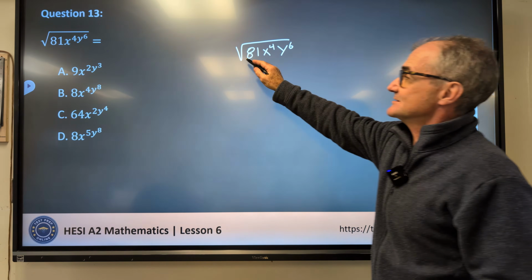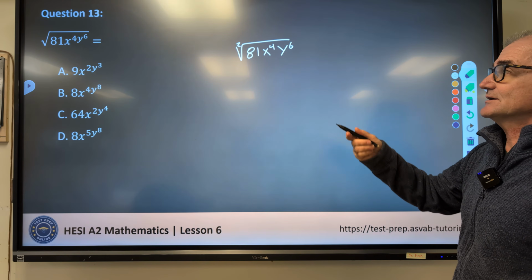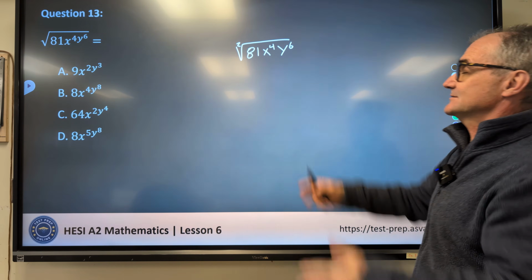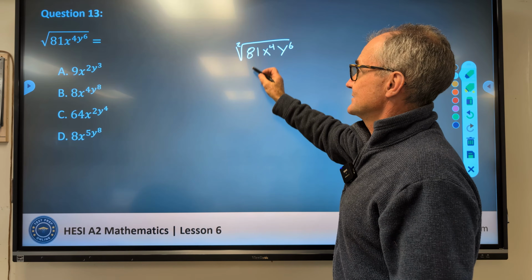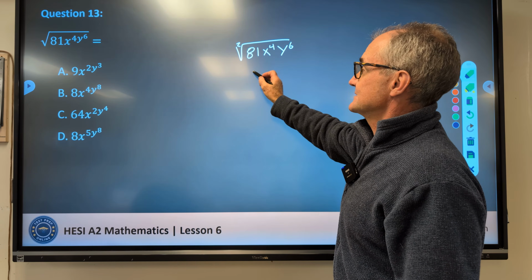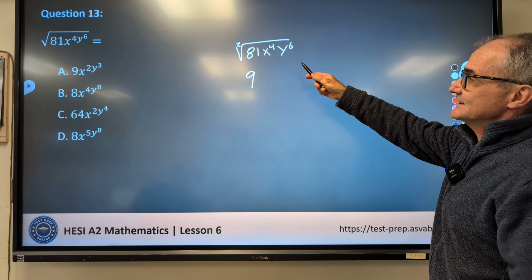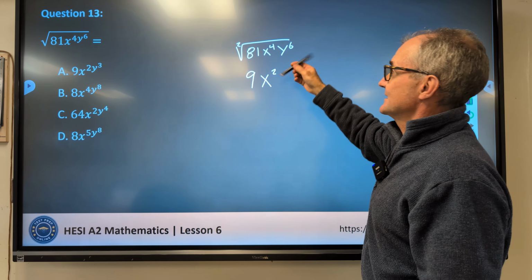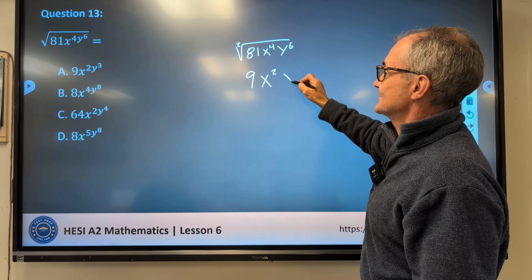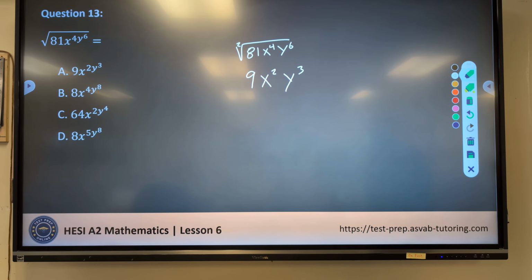This thing right here, when there's no number written in there, it's implied it's a 2, a square root. So I'm going to take the 81 out. The square root of 81 is going to just give me a 9. This is going to be really times a half to give me x squared. And then this is to the half as well to give me y to the 3rd. So the correct answer is 9x squared y to the third.